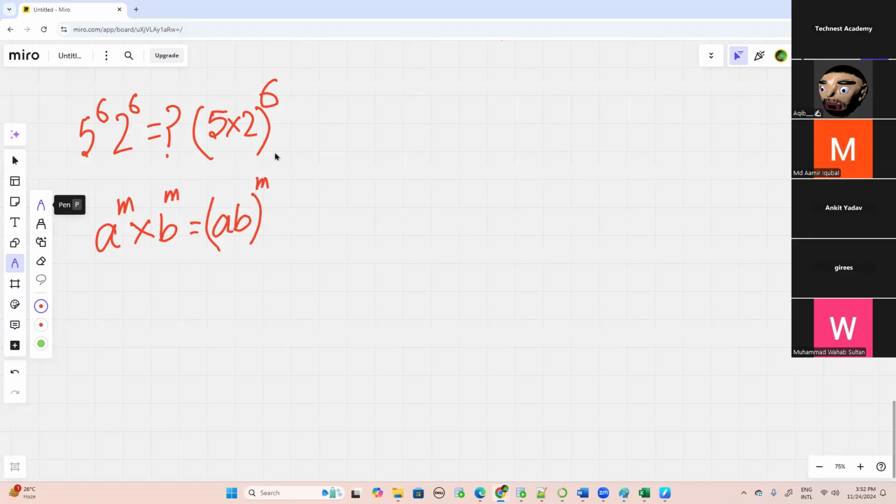Hope this is clear. Yes, clear. Yes, sir. But I have a question. What is the base here? A. What is the base here? B. Are the bases same? No. So is this formula applicable only when the bases are different?